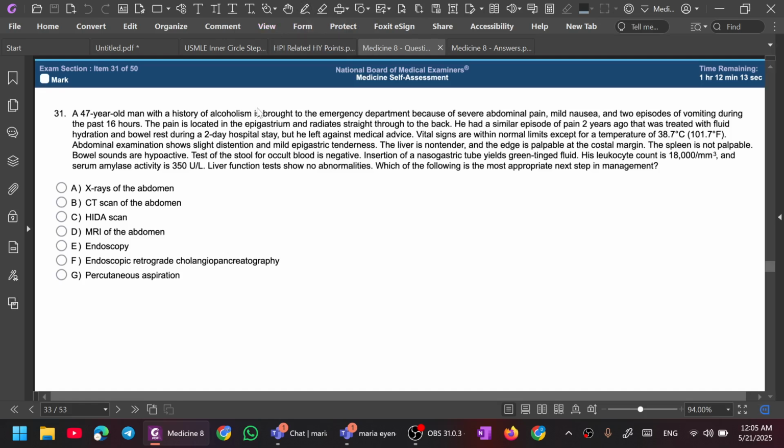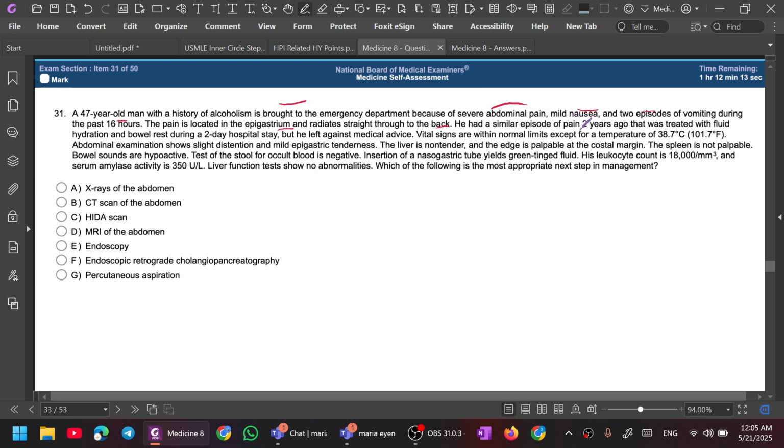31-year-old man with a history of alcoholism brought to the emergency department because of severe abdominal pain, mild nausea, 2 episodes of vomiting during the past 16 hours. The pain is located in the epigastrium, radiates straight to the back.